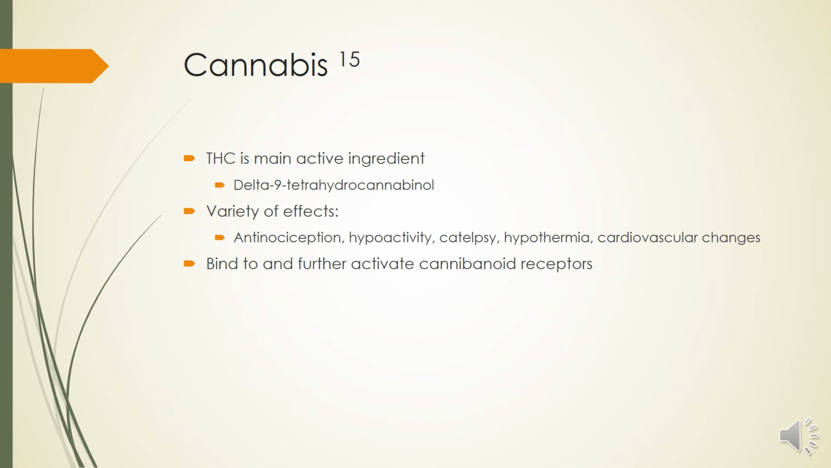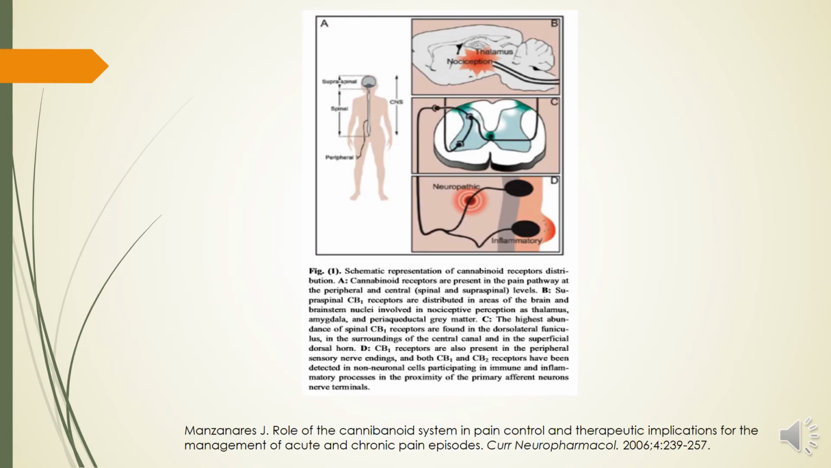So there are a variety of effects from cannabis. There are anti-nociceptive effects. This is going to be, again, generally inhibition throughout the nervous system. So hypoactivity, cardiovascular changes, everything kind of slows down. The mechanism of action is thought to be binding and further activating cannabinoid receptors. And let me skip back, sorry about the jump here.